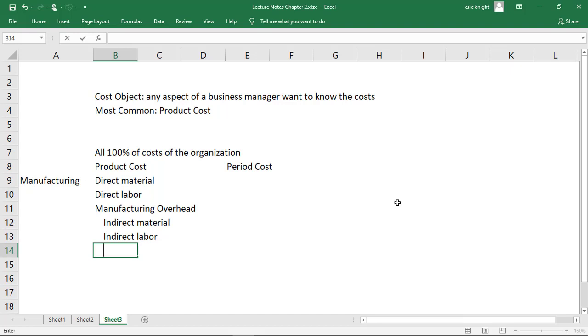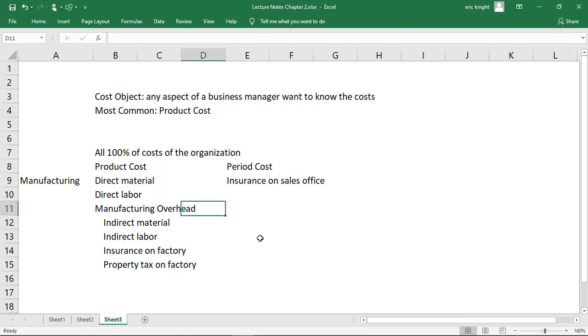So let's see another one, some other indirect cost associated with manufacturing in the factory. We could have the insurance on the factory. Now be careful here, because if you have insurance on the sales office, that's a period cost because it's not in the factory. Remember, think in the factory. What about property tax on the factory? That would be an indirect cost associated with manufacturing. That would be overhead. But property tax on the home office, that would be a period cost because it's not in the factory. So all this stuff you could think of as being in the factory. All this stuff is anything else that goes on with the business that's not in the factory.